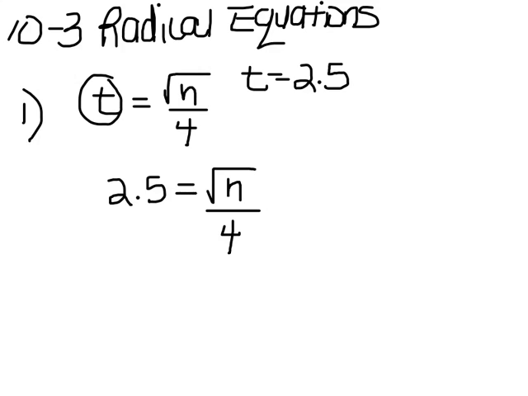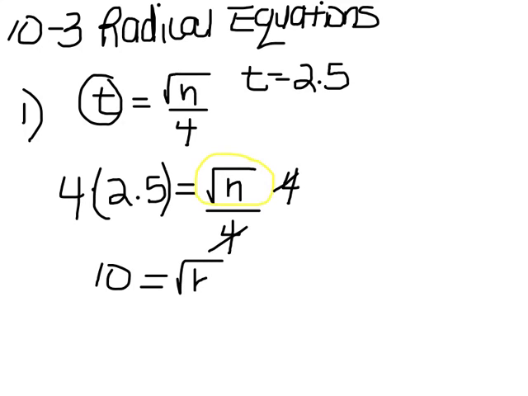Now when solving a radical equation, what we'll need to do is isolate our radical sign. We need to isolate our square root sign. So we need to move this 4 to this side with our 2.5. We'll do that by multiplying both sides by 4. 4 divided by 4 will cross off here, and 4 times 2.5 is 10 equals radical h.